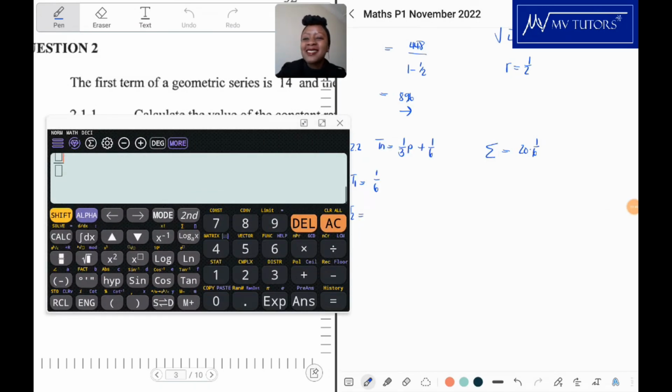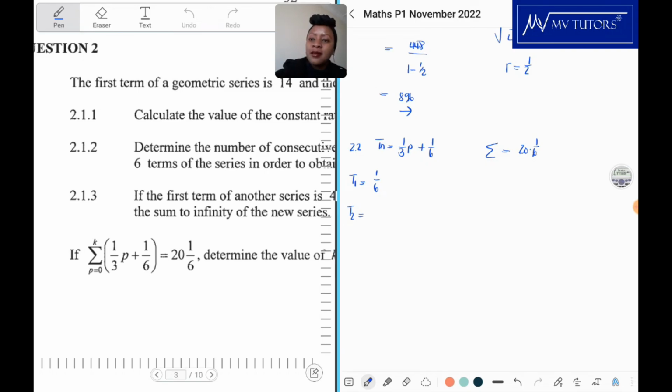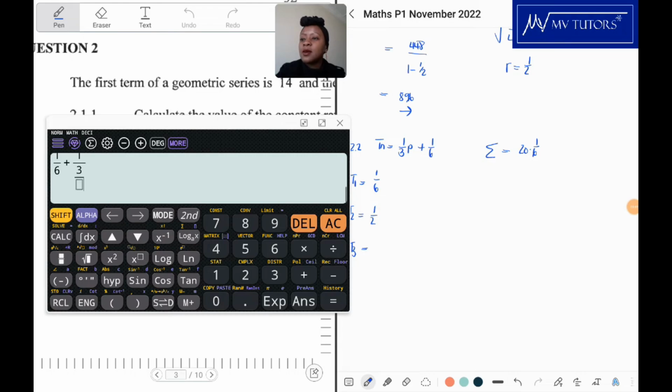But for some of us who are quick with the calculator, we would then go and work it out. So we have a 6 and a third. So that's 0.5, so that's a half. And then term 3 is when we substitute 2. All right, so 2 over 3. So a third times 2, that's going to be 2 over 3. So now we have 2 over 3 plus 1 over 6.